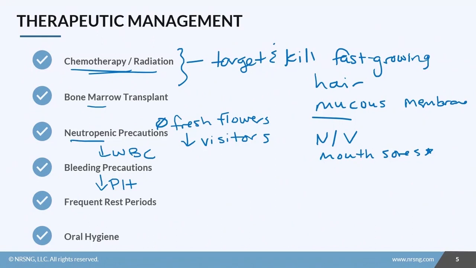They also need to be on bleeding precautions, just like with thrombocytopenia. We also want to provide frequent rest periods because of the anemia and the fatigue, and oral hygiene because we know they may have these mouth sores. We want to do really, really good oral care because open sores in the mouth are a huge source of infection getting into the bloodstream. So oral hygiene is super important for leukemia patients.